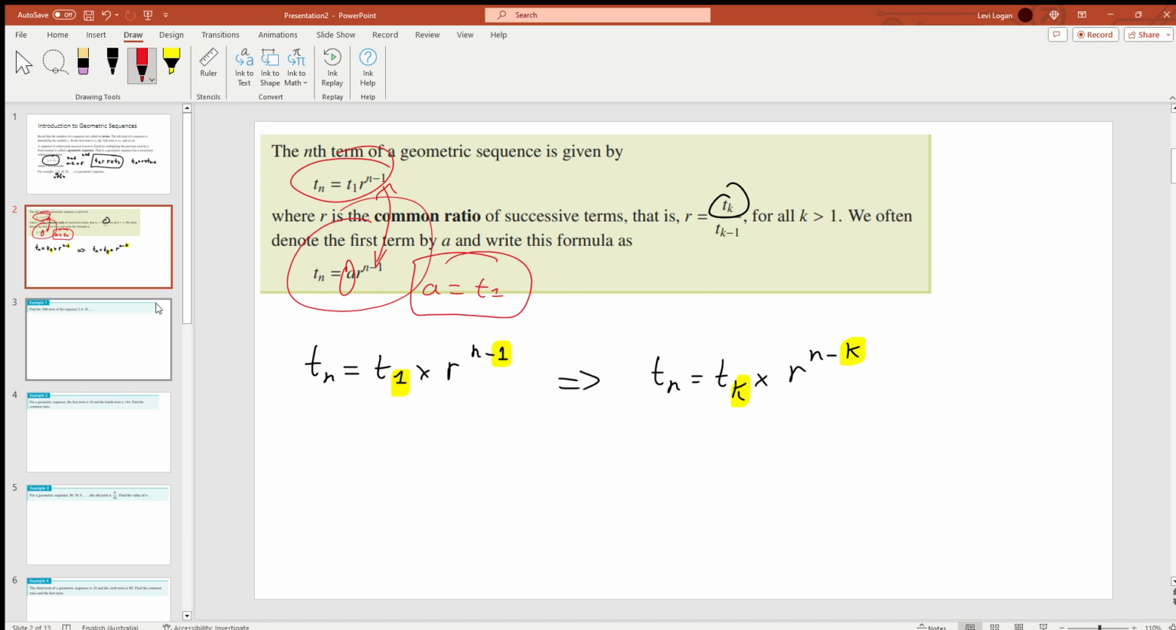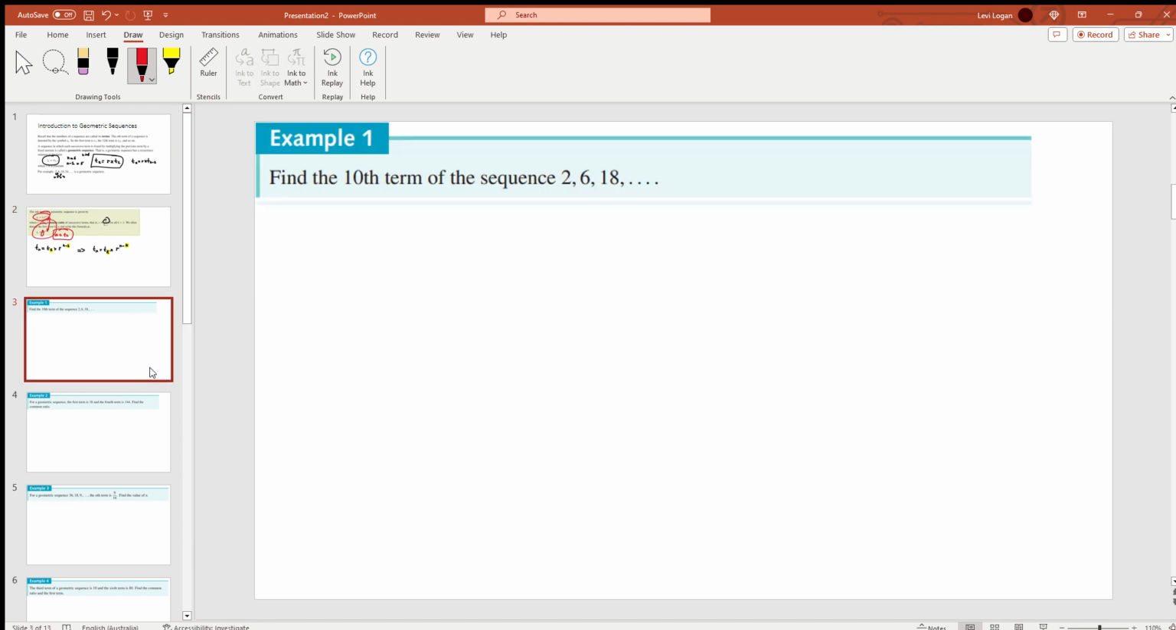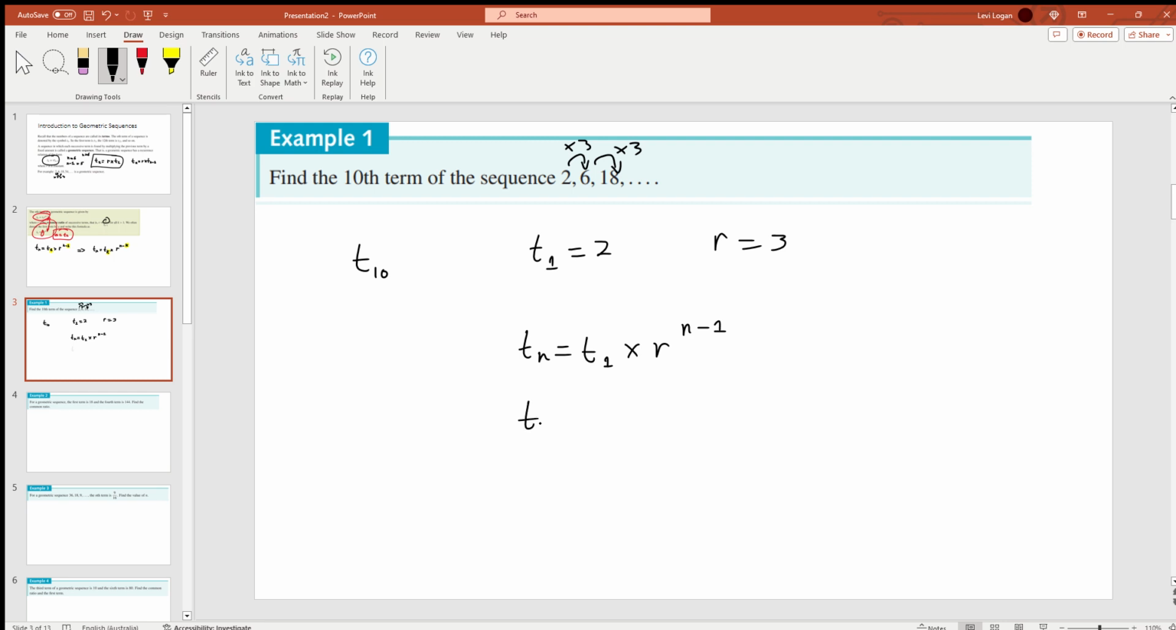Okay, let's get into some basic questions about this stuff. Example 1. Find the 10th term of the sequence here. So for this sequence, we have to find our common ratio. We know our first term is 2, and we see it's getting multiplied by 3. So your R is 3. Now we write the formula because we're looking for the 10th term. T of n is equal to T of 1 times R to the power of n minus 1. So T of n is going to be 2 times 3 to the power of n minus 1.